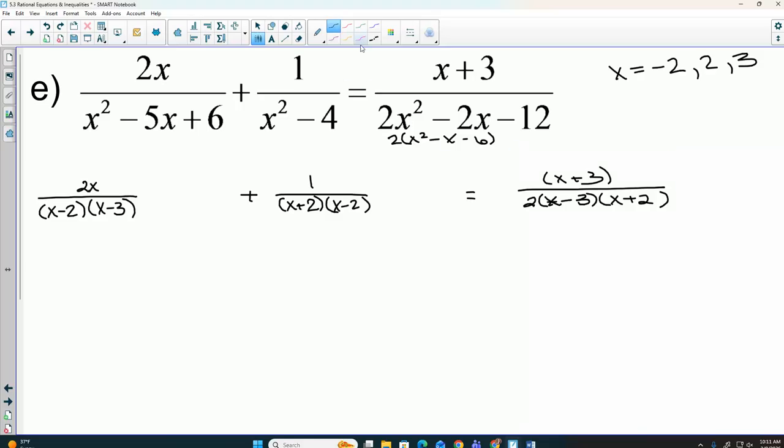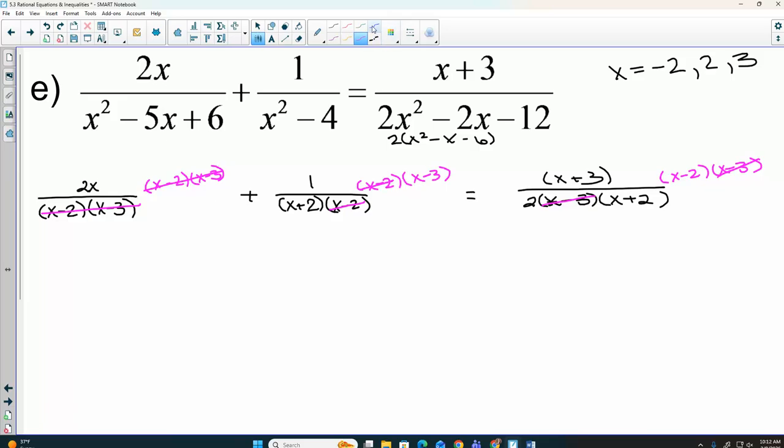At this point, we are just trying to cancel things out to make our life easier. My first fraction has x minus 2 and x minus 3. So all 3 fractions get multiplied by both of those. That cancels all of this denominator. Cancels the x minus 2 in my second fraction, and the x minus 3 in my last fraction.